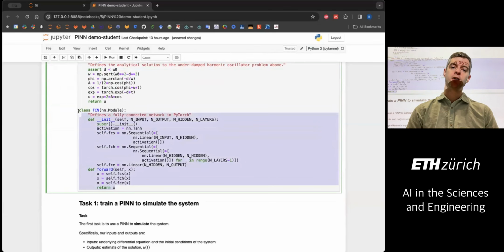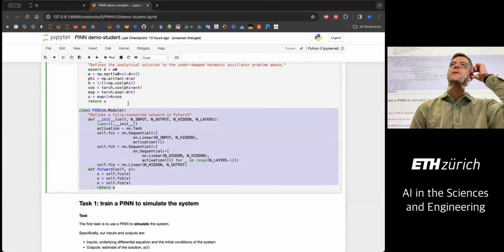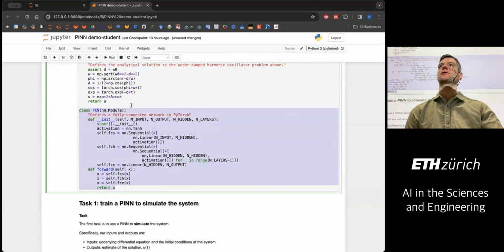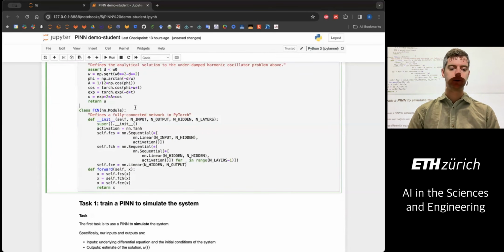And then this is just a class in PyTorch, which defines a standard fully connected network. I'm not going to describe this. I think we already covered this in the tutorials with you. So hopefully this is familiar to you.